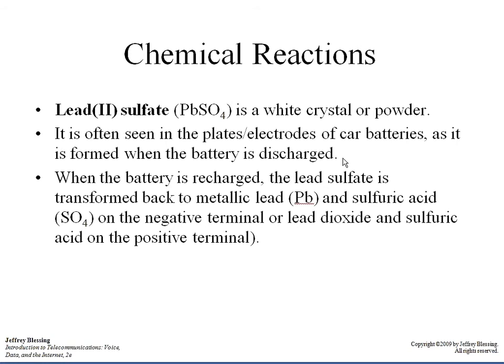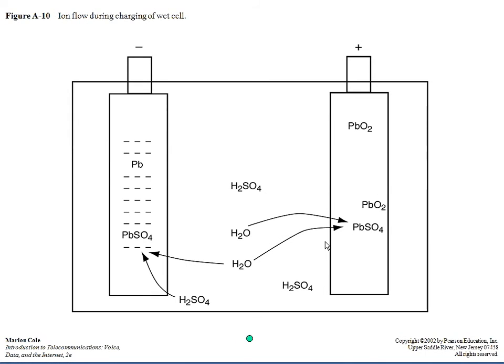When the battery is being recharged, the lead sulfate is being transformed back into lead, and sulfuric acid separately on the negative terminal, and this chemical reaction can be seen here. Now, this is the recharge cycle of the battery, and so we place a positive end here as though we were jumping this battery with another energy source, and it reverses the reaction.